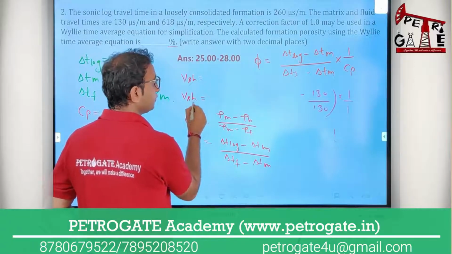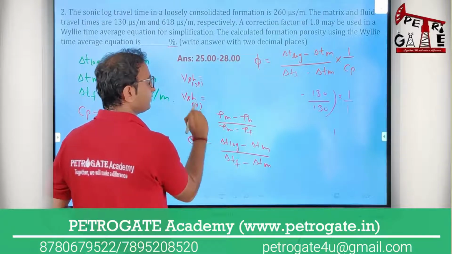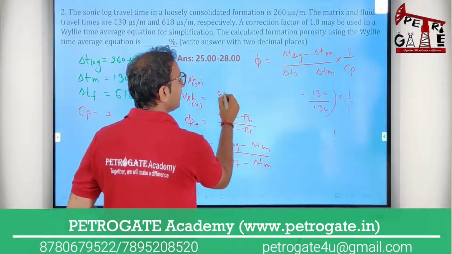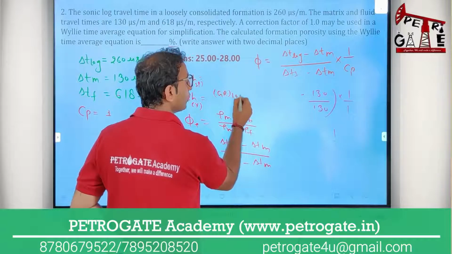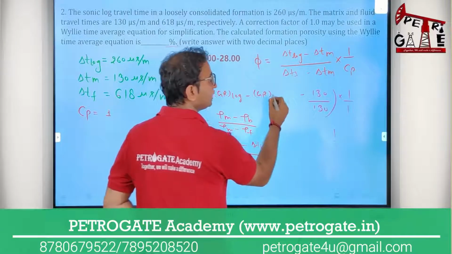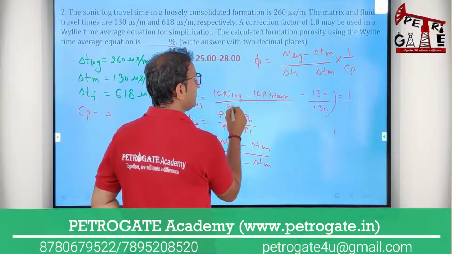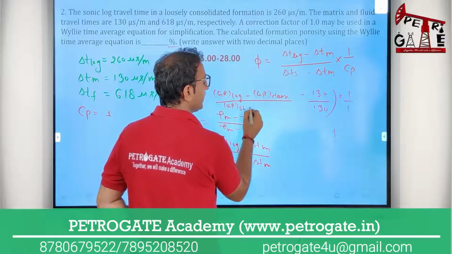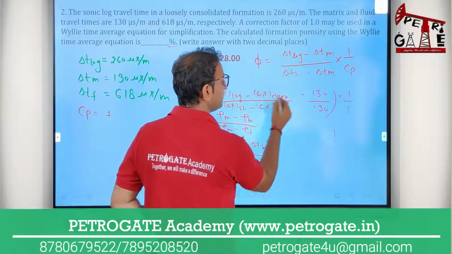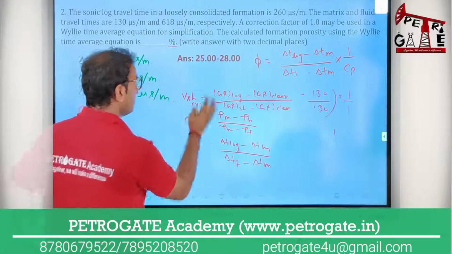Volume of shell because of gamma log. Okay, volume of shell because of SP log I am writing here. Gamma log I know very well. Gamma radiation of log minus gamma radiation of clean or minimum, okay, upon gamma radiation of shell minus gamma radiation, again this will be clean.